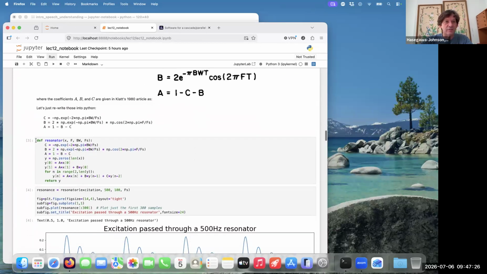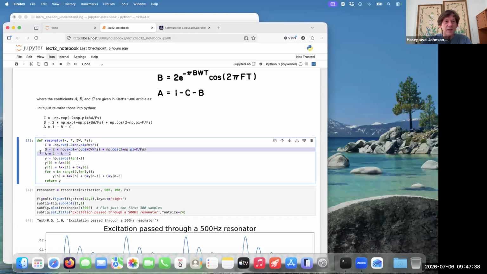Let me write the code. I'll define a function called resonator that will take the bandwidth of that resonance, the frequency of that resonance, and the sampling frequency. It'll calculate the coefficient c and the coefficient b, and the coefficient a is 1 minus b minus c. Then it'll create a series of zeros, and the first output sample will just be a times the input. The second output sample is a times the input plus b times y[0].